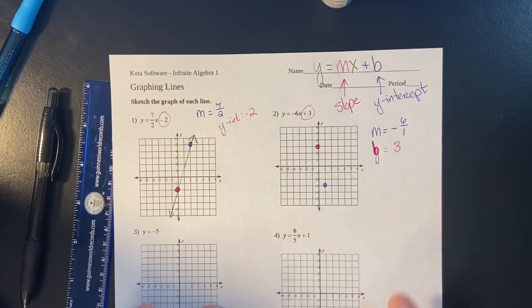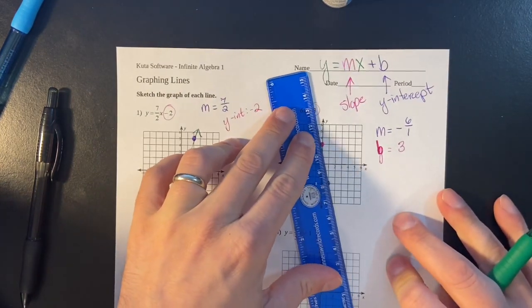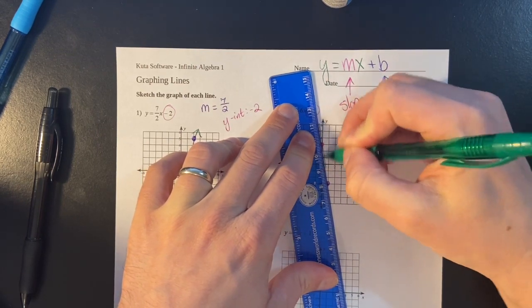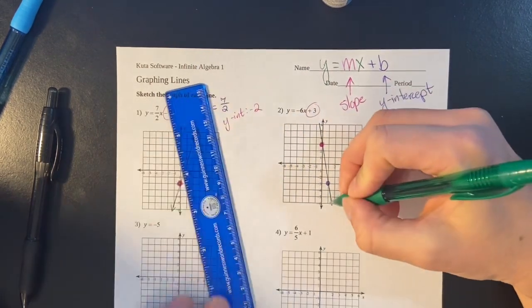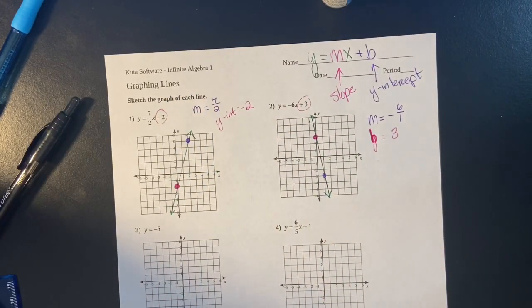Once you have enough dots, you connect them by drawing a perfectly straight line across the entire coordinate plane. Like so.